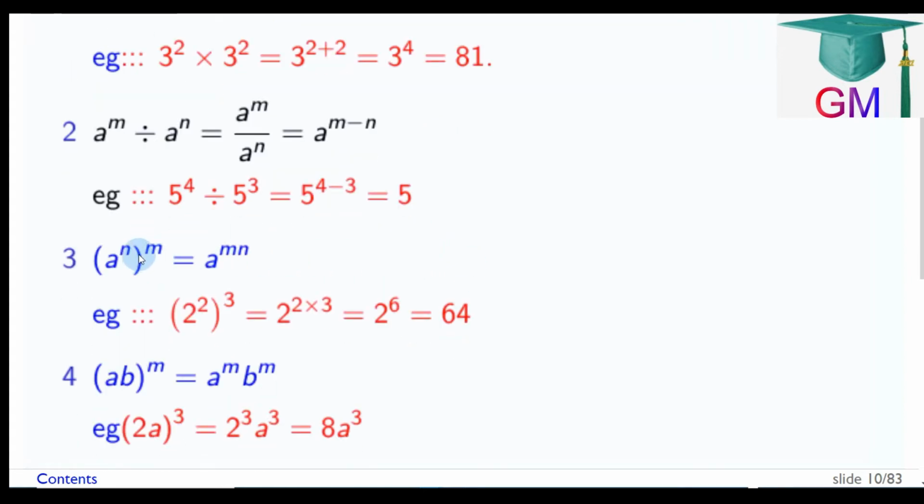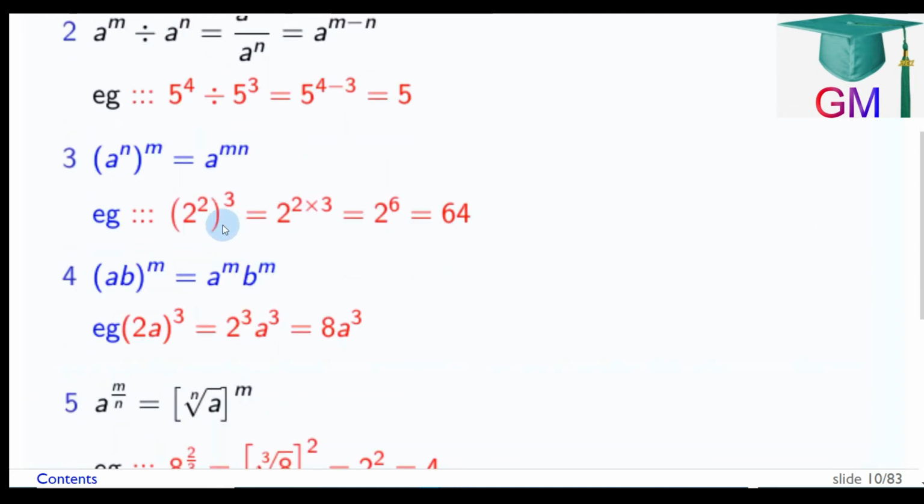Now a to the power of n, all raised to the power of m, is the same as a to the power of m multiplied by n. So when you are given a scenario like this, the powers will multiply. For example, 2 to the power of 3, everything raised to the power of 2, is the same as 2 to the power of the product of the powers that are provided, 3 by 2, which is 2 to the power of 6. In the end, you get your 64.